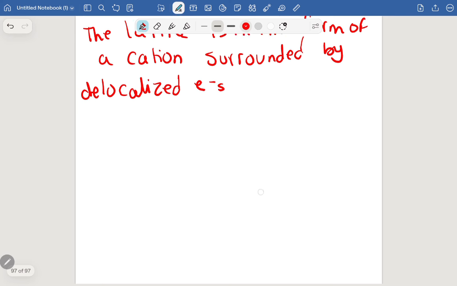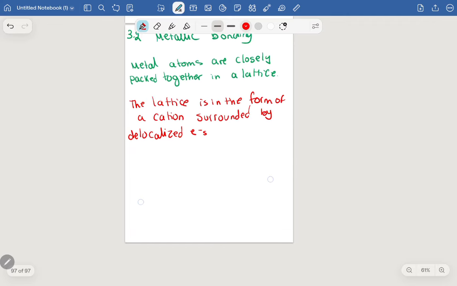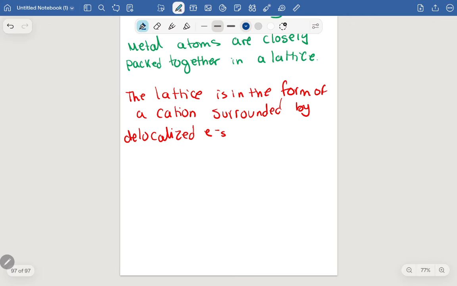Now, why is metallic bonding considered strong? Very simply, we know that metallic bonding is strong because of the strong electrostatic forces of attraction between the positive metal nuclei and the negative delocalized electrons.